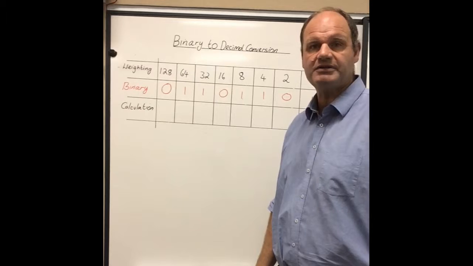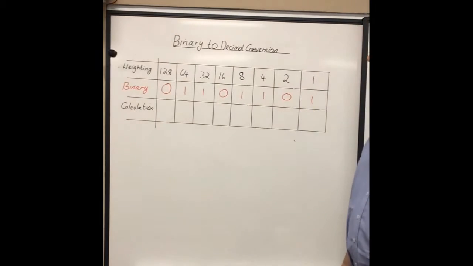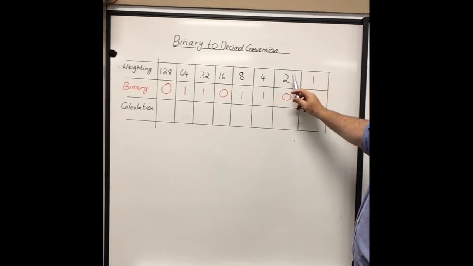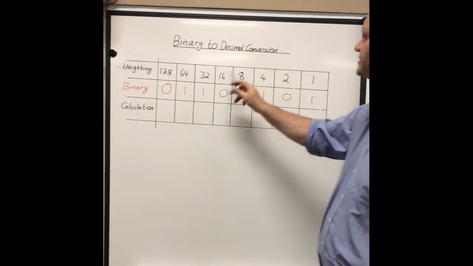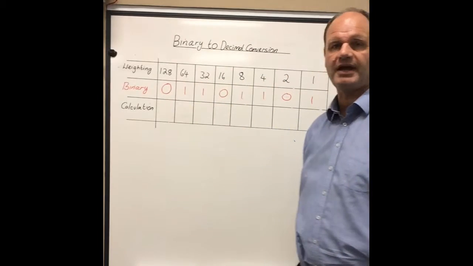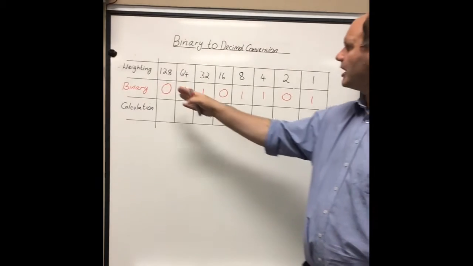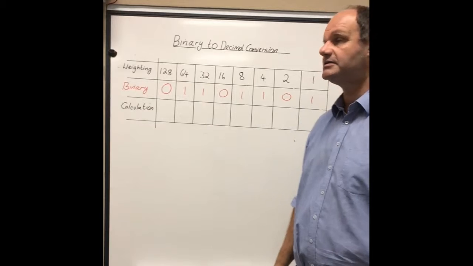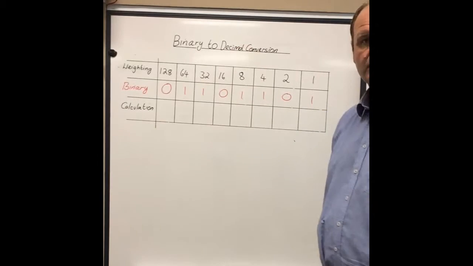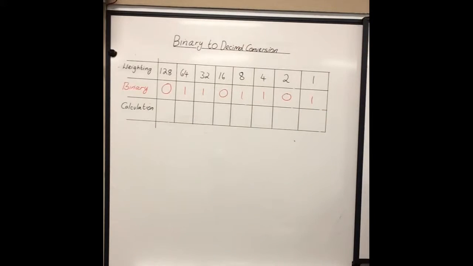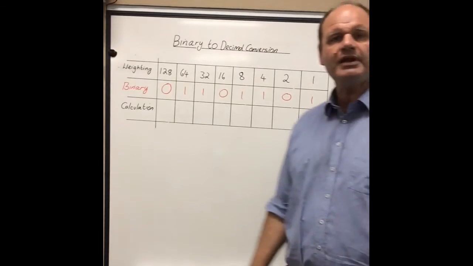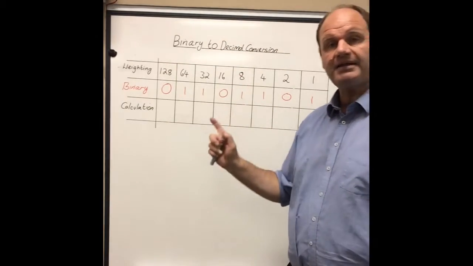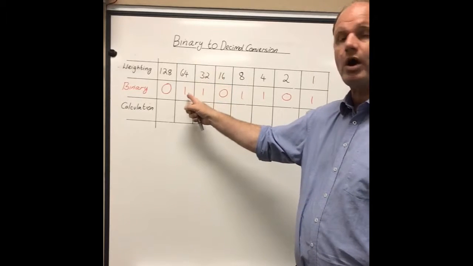It's just like hundreds, tens and units. So in this case we go with 1, then this column is worth 2, this is worth 4, 8, 16, 32, 64, 128. I now put in a byte, 8 bits of ones and zeros. Now the rule here is that we only add up the bits which are a 1.